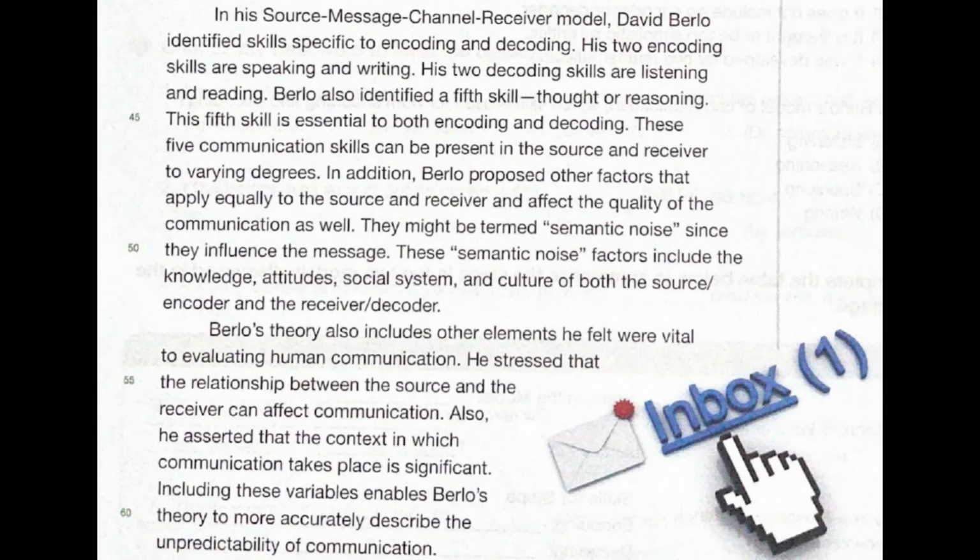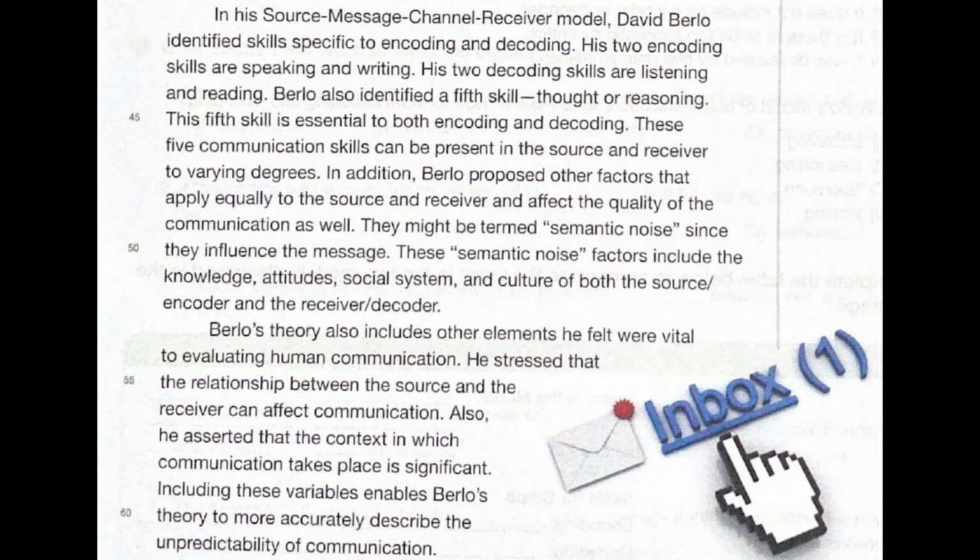Berlo also identified a 5th skill, thought or reasoning. This 5th skill is essential to both encoding and decoding. These 5 communication skills can be present in the source and receiver to varying degrees. In addition, Berlo proposed other factors that apply equally to the source and receiver and affect the quality of the communication as well. They might be termed semantic noise, since they influence the message.